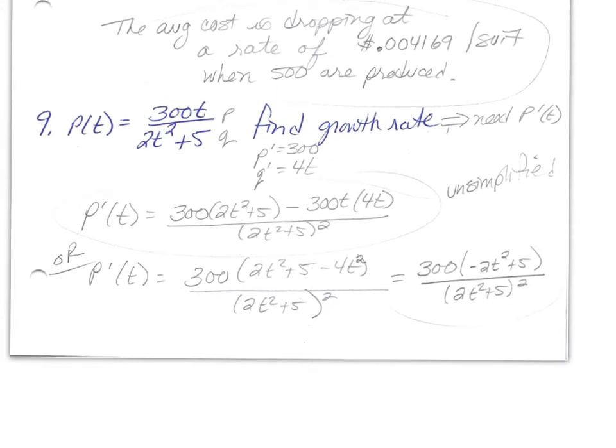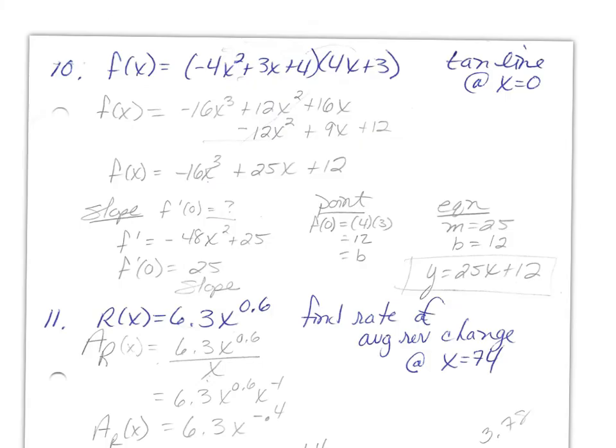Number 9, another word problem. You've got the population given as a function. So here it is. They're asking for the growth rate, and the growth rate is just the change in the function. So we need P prime. Use the quotient rule. Here's the quotient rule. Or you can go ahead and simplify it if you want, but unsimplified, which is what I'm asking for, just looks like this. Just leave them like that.